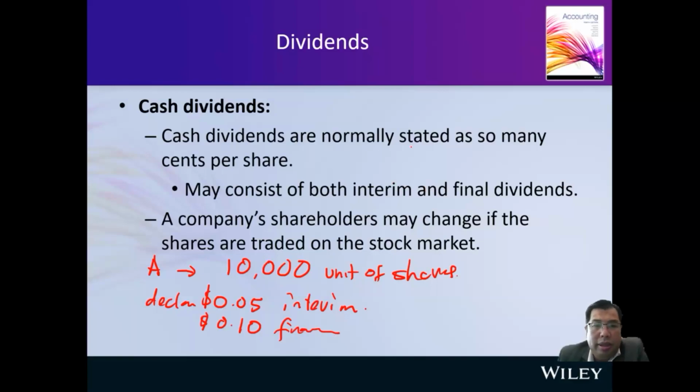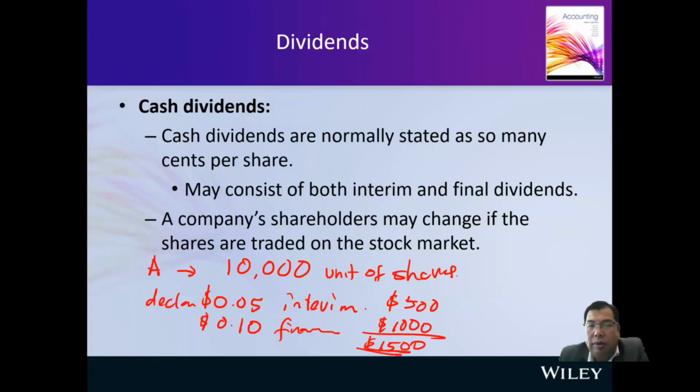Normally the announcement is made per share, in dollars or cents per share. So if you have 10,000 units, you need to multiply 10,000 units by 5 cents, so that you have $500 here. That is your cash dividend. And then another one will be $1,000. So your total dividend that you're going to receive from this company is $1,500.